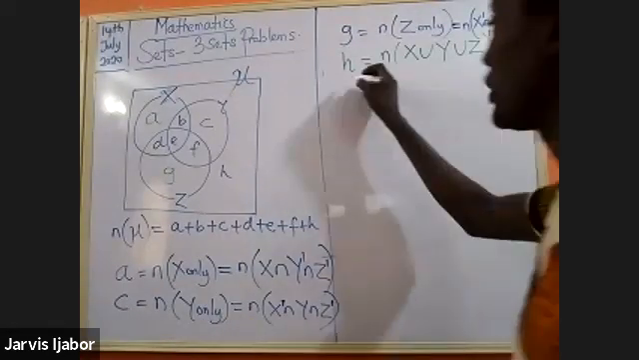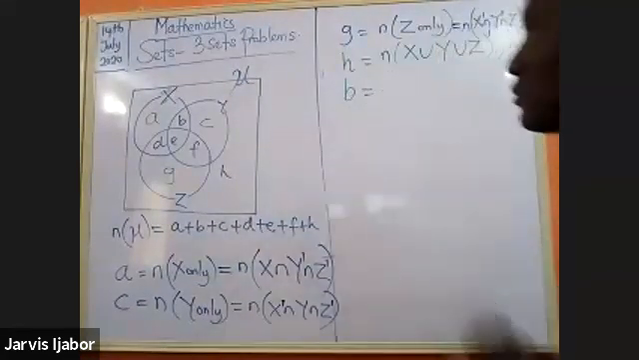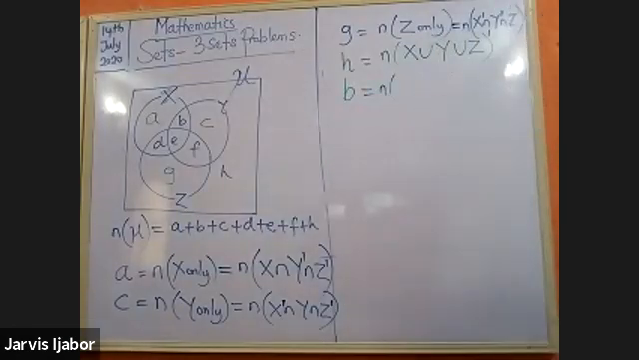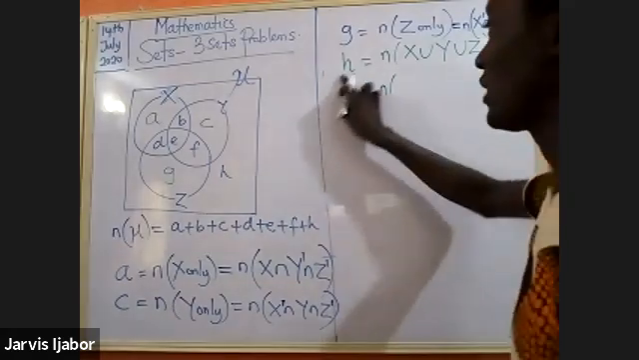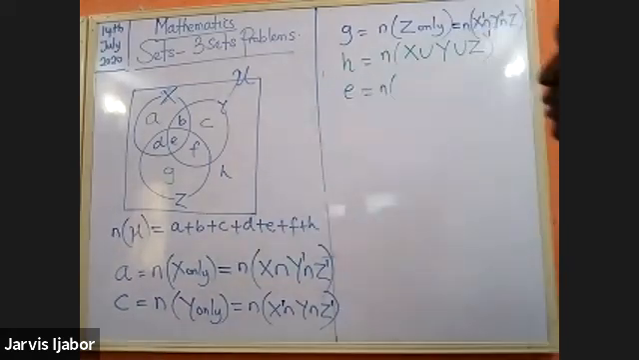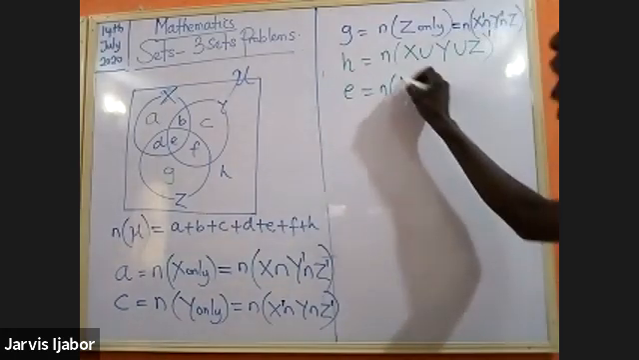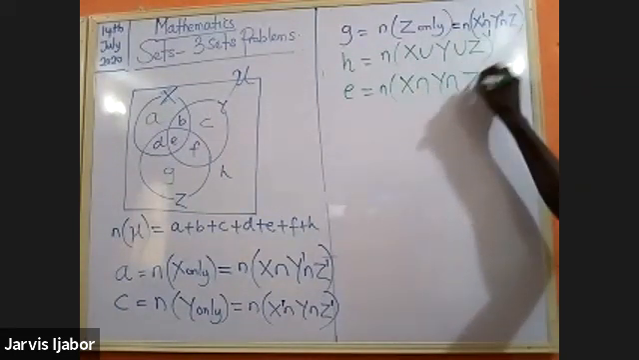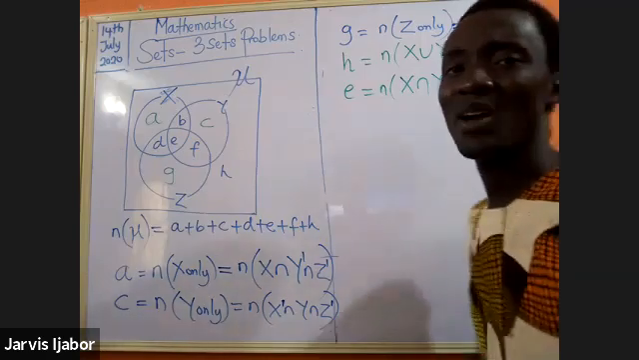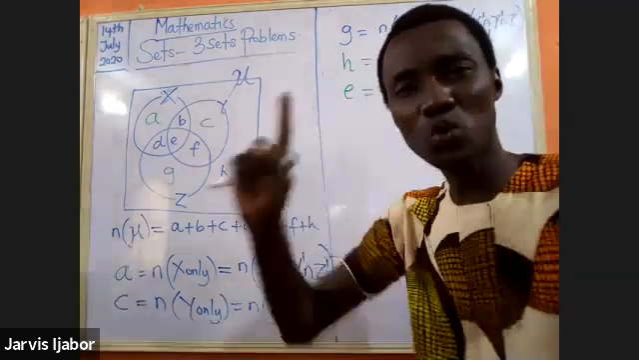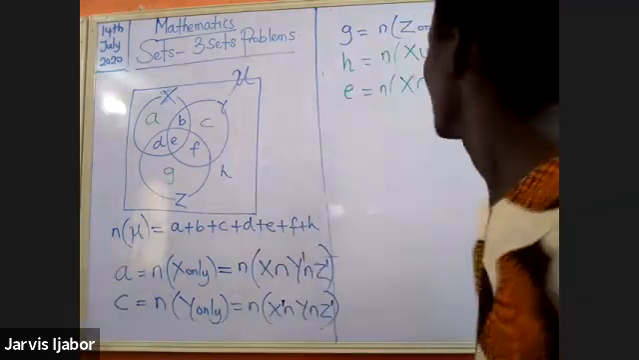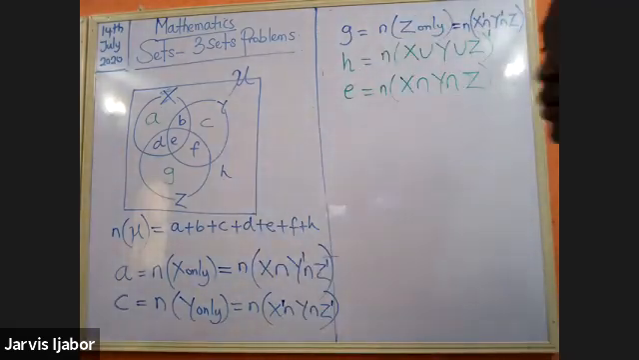So let me go to B. What is B? B will be equal to the number, or let me start with E. What is E? E refers to the number of elements that are in both X, both Y, and both Z. They are present in all three. And so that's what E will represent.